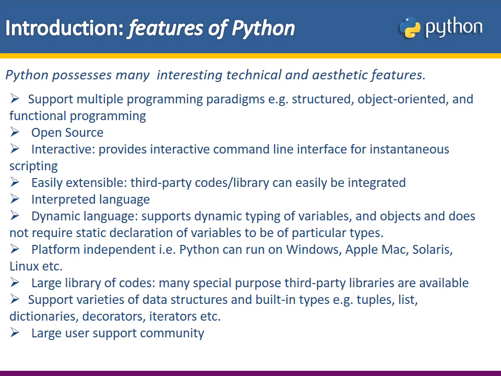So it is an interpreted language, and as well a dynamic language. Python is a dynamic language, that is, it supports dynamic typing of variables and objects. So it does not require static declaration of variables. Variables do not require explicit type declaration. The type is determined during runtime based on the assigned value.